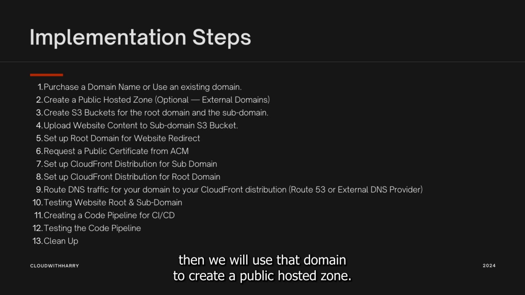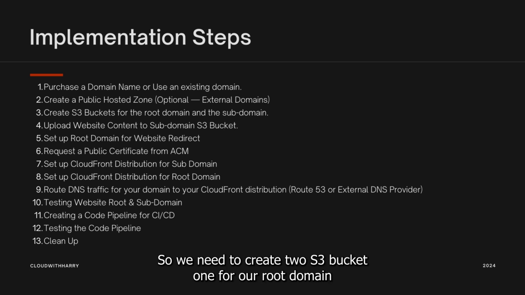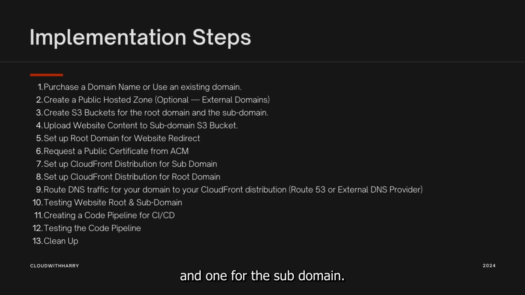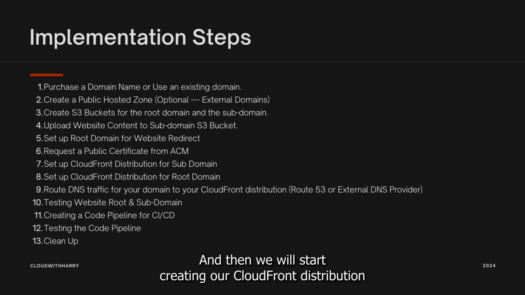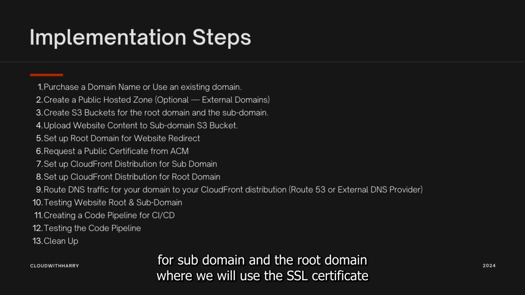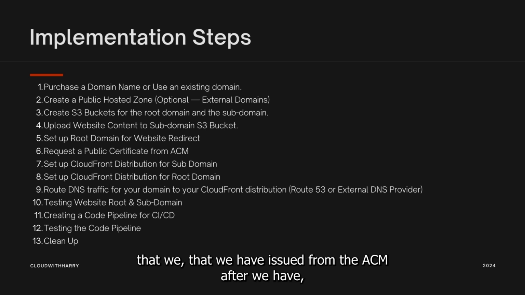Once we have the domain, we will use that domain to create a public hosted zone, and for that we will use Route 53. Once we have a public hosted zone, we will create S3 buckets. We need to create two S3 buckets, one for our root domain and one for the subdomain. The fourth step is to upload the content to the subdomain S3 bucket. Once that configuration is done, we will request a certificate from Certificate Manager, and then we will start creating our CloudFront distribution for the subdomain and the root domain, where we will use the SSL certificate that we have issued from ACM.